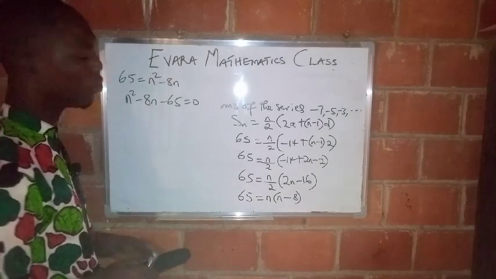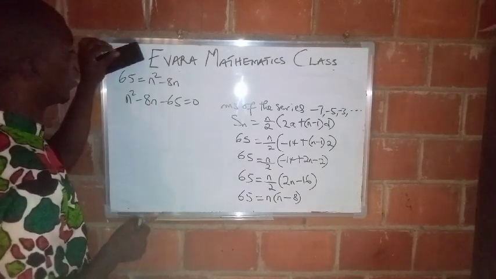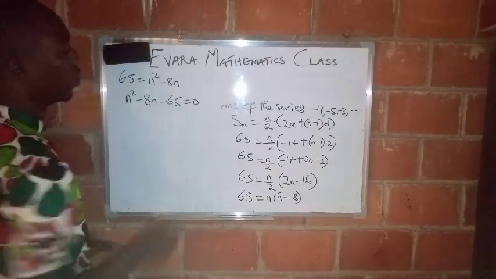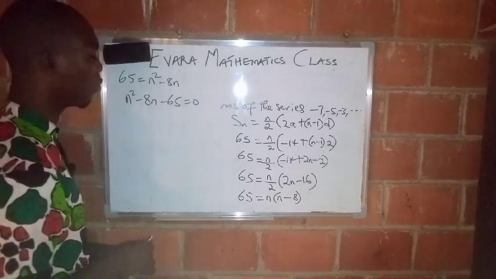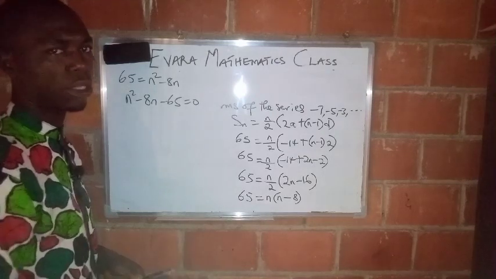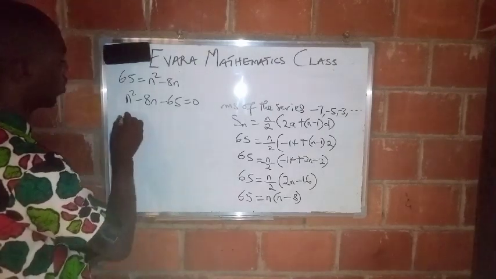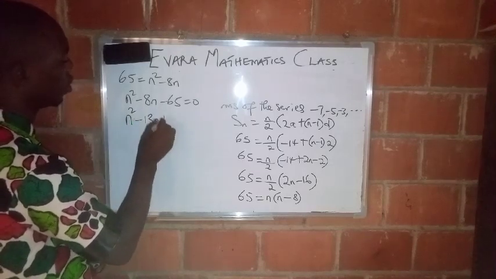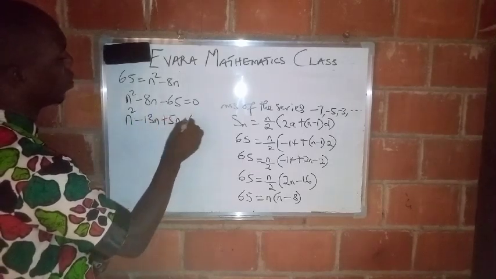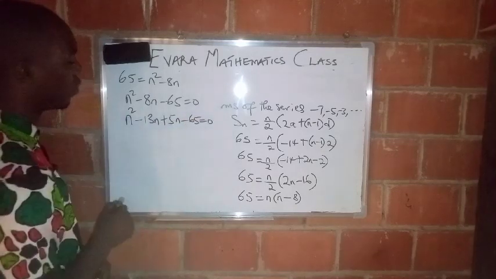So now we have to get two factors of -65 that when we add them together will give us -8. So the two factors will be +5 and -13. So we have n squared minus 13n plus 5n minus 65 equals 0.